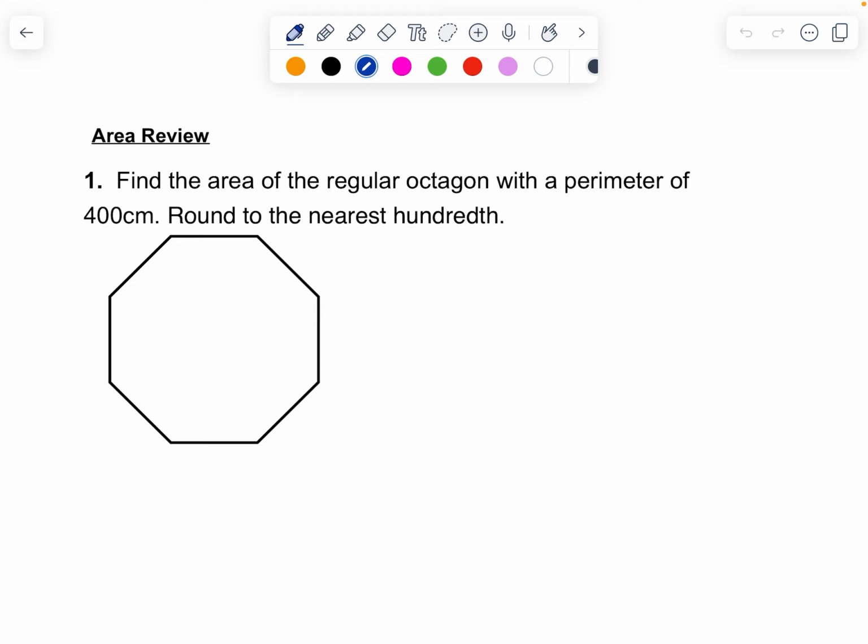All right, so number 1 says find the area of the regular octagon with a perimeter of 400 centimeters, round to the nearest hundredth. So we're going to start off with our formula for a regular octagon, which is 1/2 apothem times perimeter. So I have area equals 1/2, and then I'm going to reread this. Was I given the apothem? No. I'll leave a space for it. Was I given the perimeter? Yes, 400.